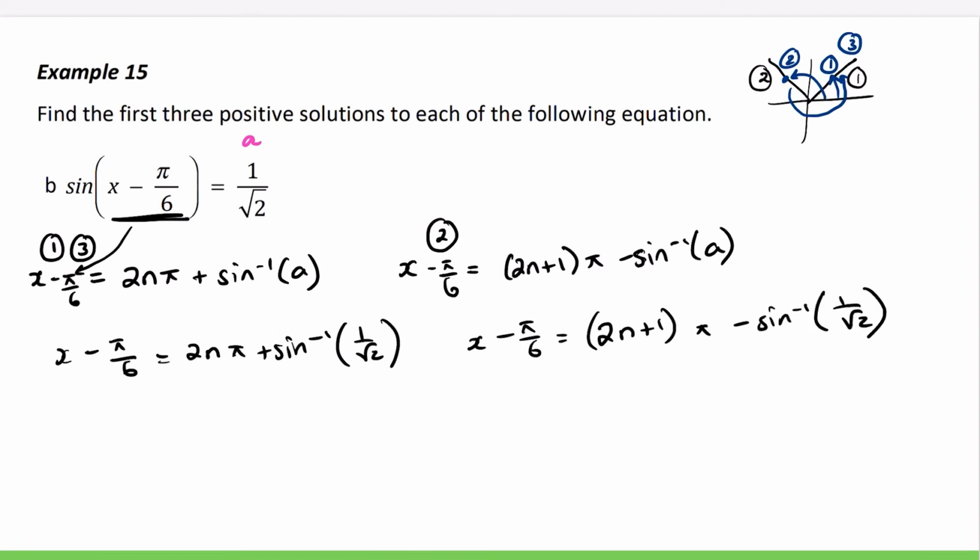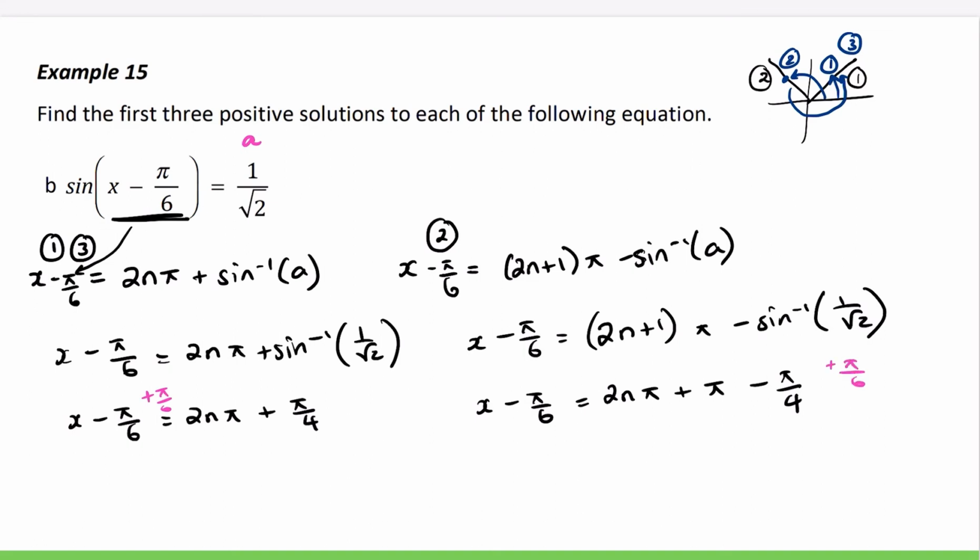Now, of course, what is sine inverse of 1 on root 2? If you think back to your exact values, it is pi on 4. What I might do in this case, I might just quickly expand the bracket here, just because in a moment we're going to need that. All right, so next step is I'm going to get x by itself, so I'm going to add pi on 6 on both sides.